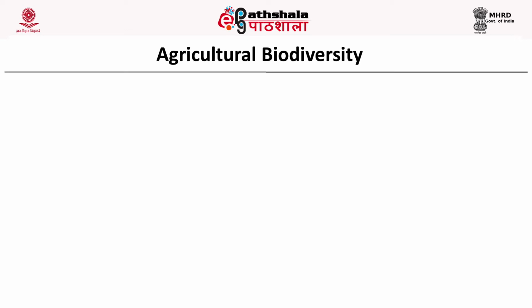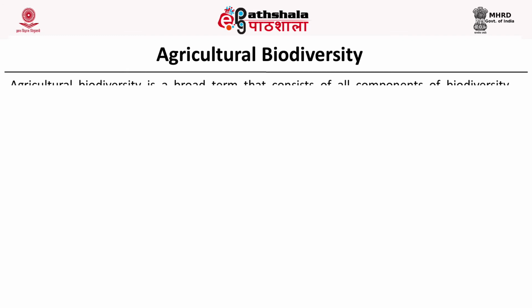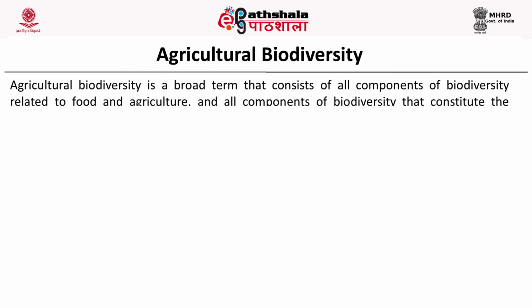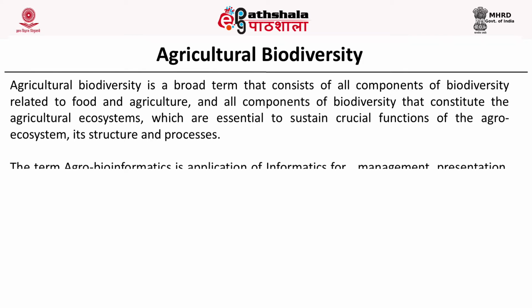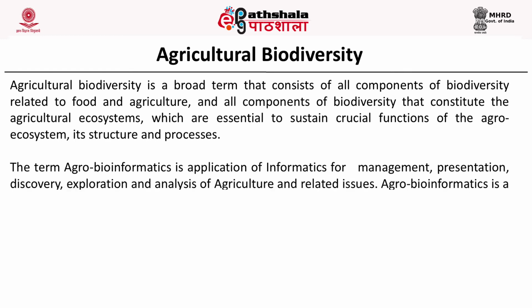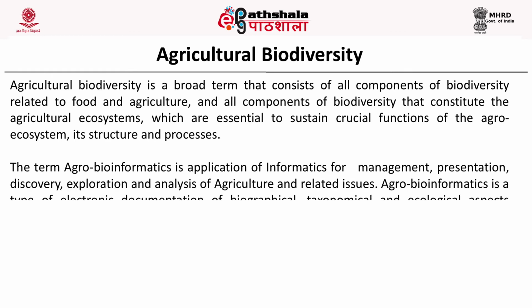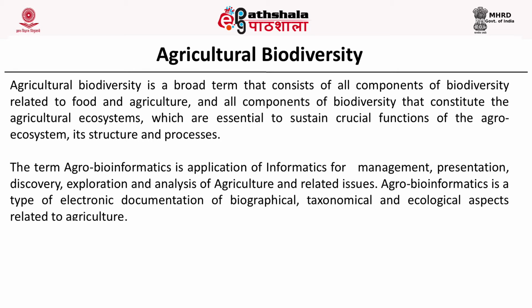The next in this series is agricultural biodiversity. It is a broad term that consists of all the components of biodiversity related to food and agriculture and all components of biodiversity that constitute the agricultural ecosystems that are essential to sustain crucial functions of the agro ecosystem, its structure and processes. The term agrobioinformatics refers to the application of informatics, that is information system, for management, presentation, discovery, exploration and analysis of agriculture and related issues.